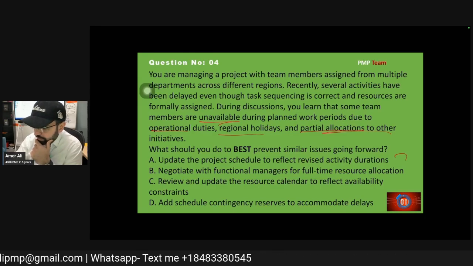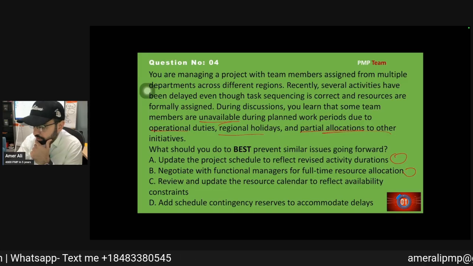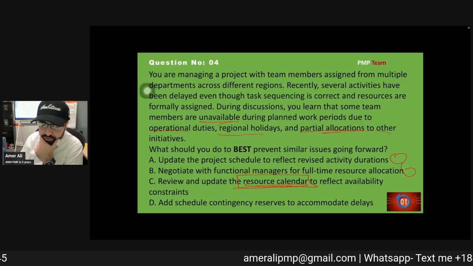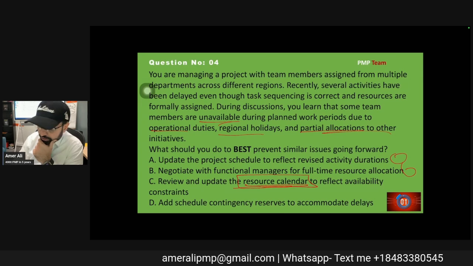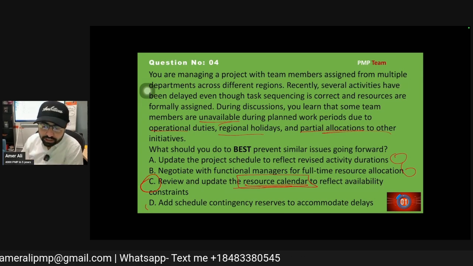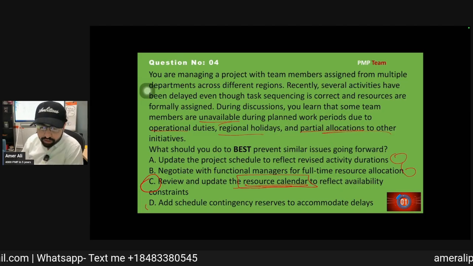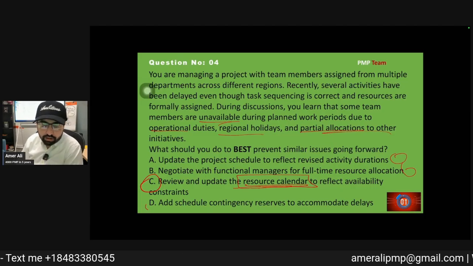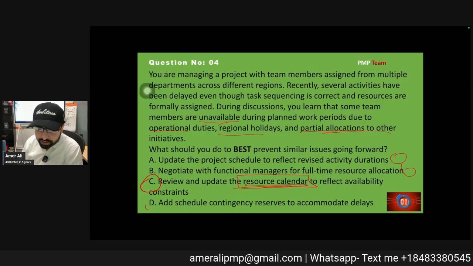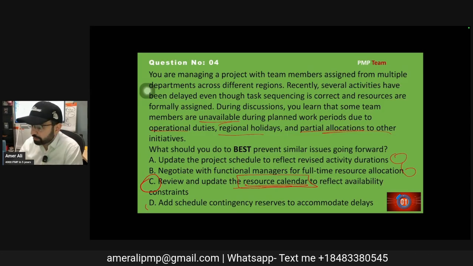Update the schedule. It can be negotiated, not a bad option. So the resource calendar actually shows when the resources are available. Okay, so C would be the best answer. All four options are good, right? I cannot even eliminate all of the four options. All are right, but we need to see which option is the best, and C is the best answer.